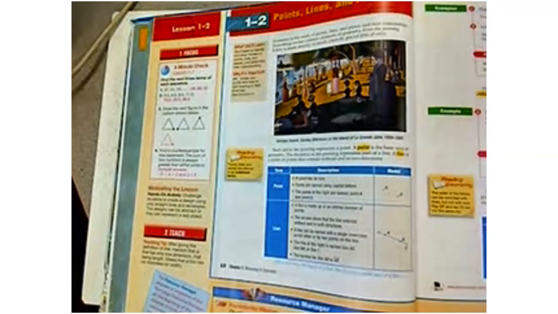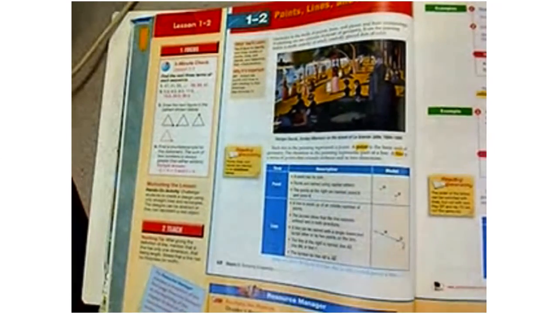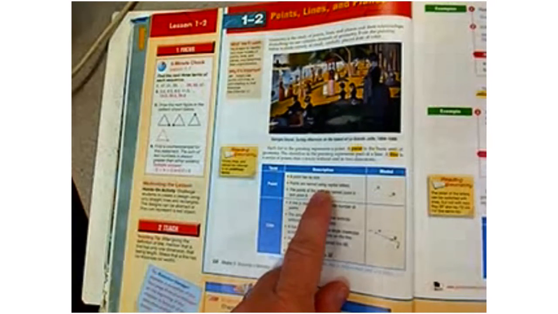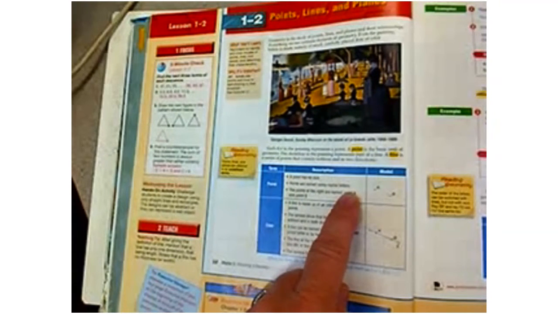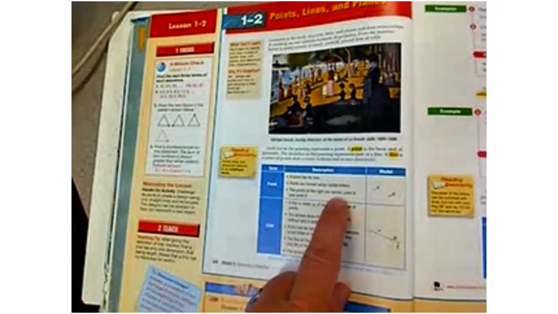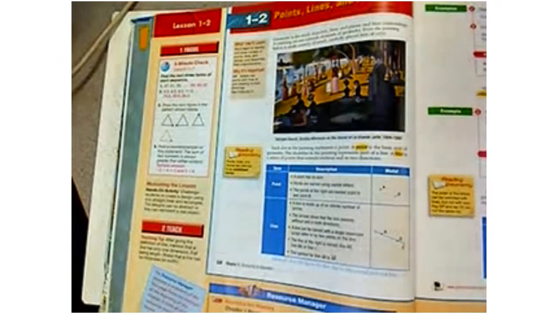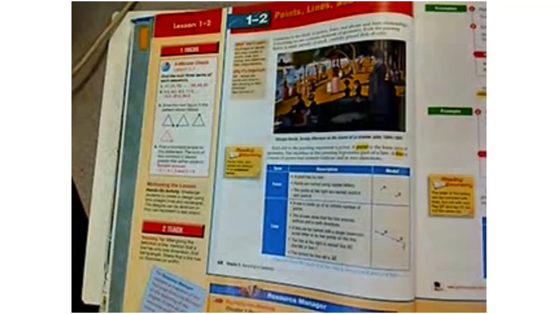Okay, so first the description, it says a point has no size. Points are named using capital letters. The points at the right are named point A and point B. So you have in your Braille book 2 points. They're 2 little buttons that sometimes my students call buttons. They make these little buttons for you.